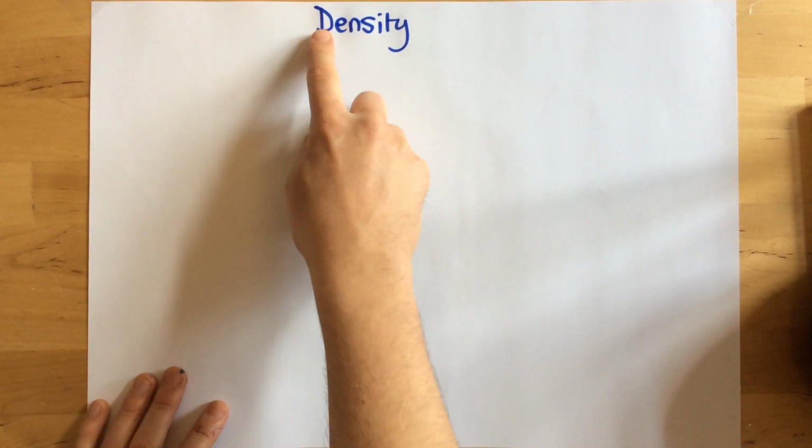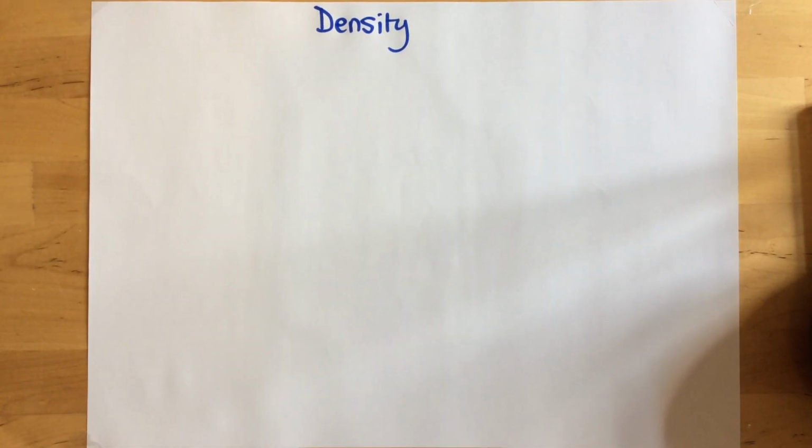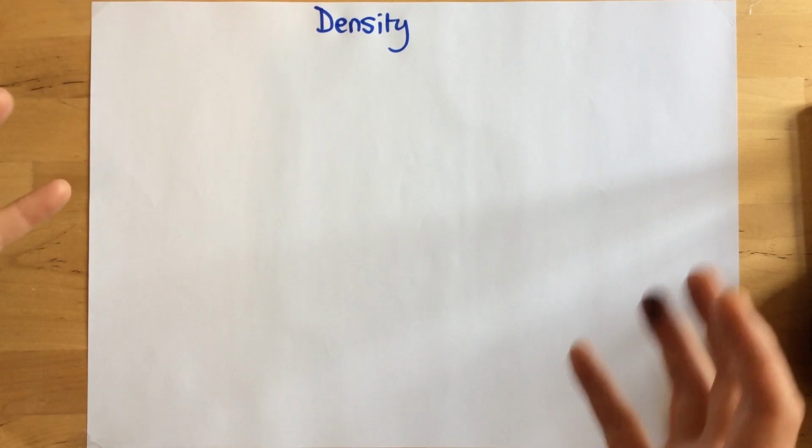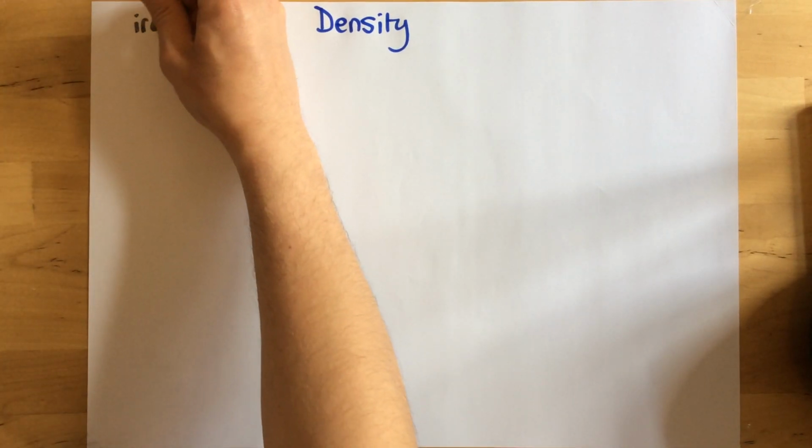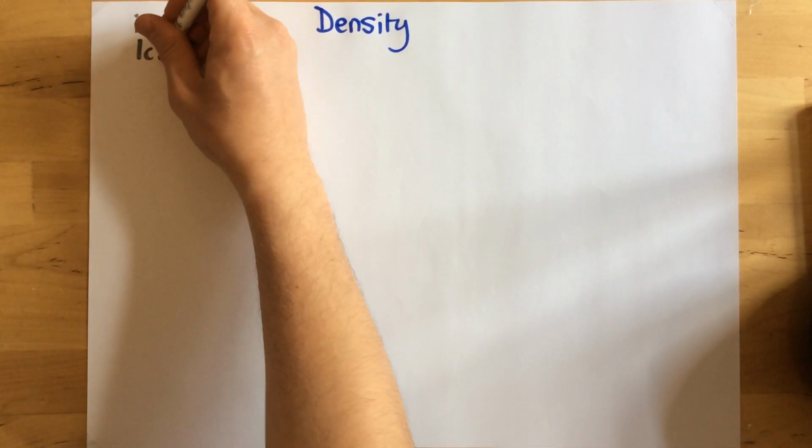Okay, today I'm going to talk to you about density. So density is basically a measure of how compact a substance is, so how tightly packed together the particles are. I'm going to use an example to illustrate this idea.